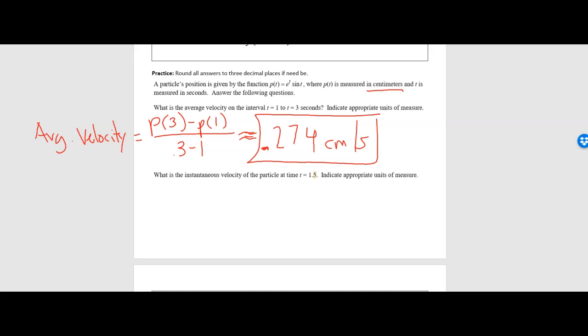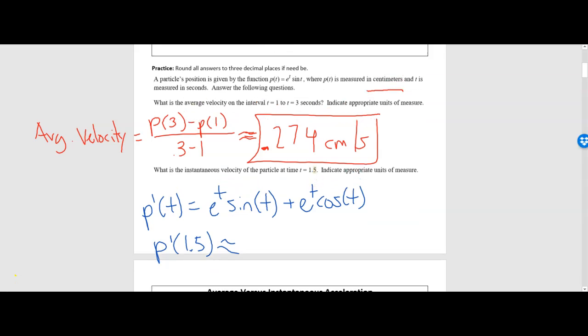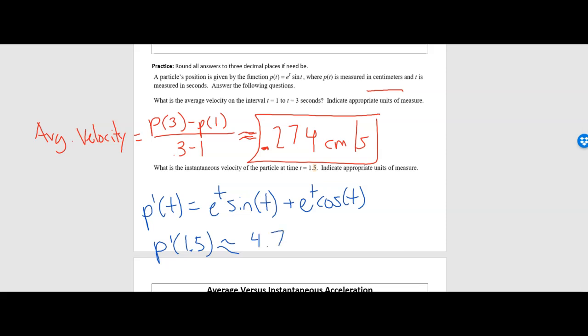Now for the instantaneous velocity, you're going to actually go ahead and find the derivative here. If you're allowed to use a calculator, you could just use the tool on the calculator to evaluate a derivative at a certain point, so you wouldn't have to go through this all by hand. If you forgot about that though, P prime of t is going to be equal to e to the t times sine of t, since the derivative of e to the t is just e to the t, plus e to the t cosine of t. Then you could go ahead and punch that in for t equals 1.5. And that is going to give us approximately 4.787 centimeters per second. So you can see that at this point, the instantaneous velocity is much larger than the average velocity.